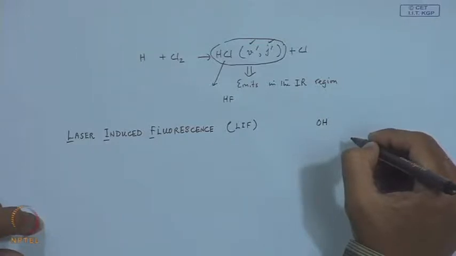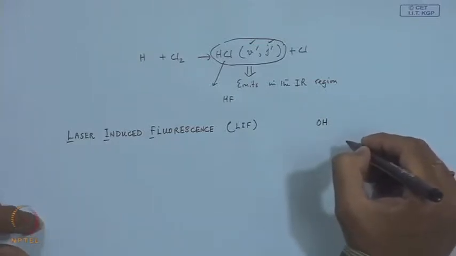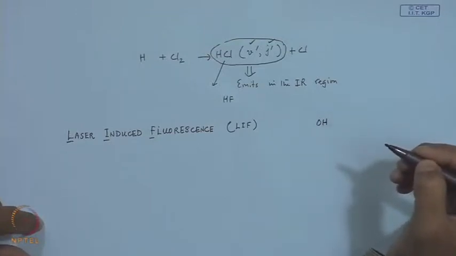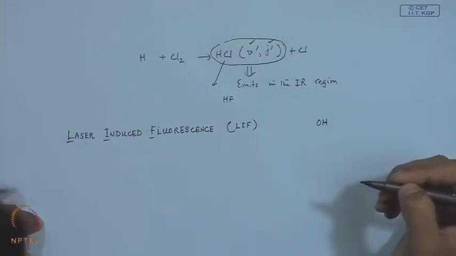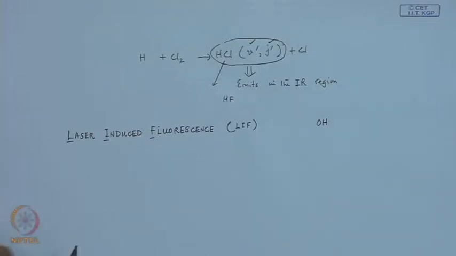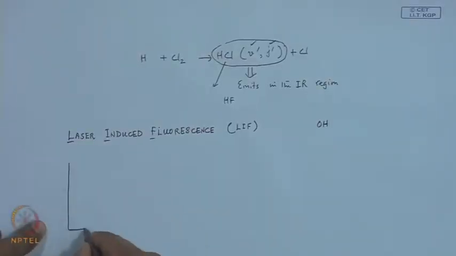So by monitoring the fluorescence which we are getting, we can get a lot of information on the population of various levels. So what is the basic principle for this laser induced fluorescence? Since we are doing excitation, laser induced means first you have to do laser excitation, followed by looking into your emission.